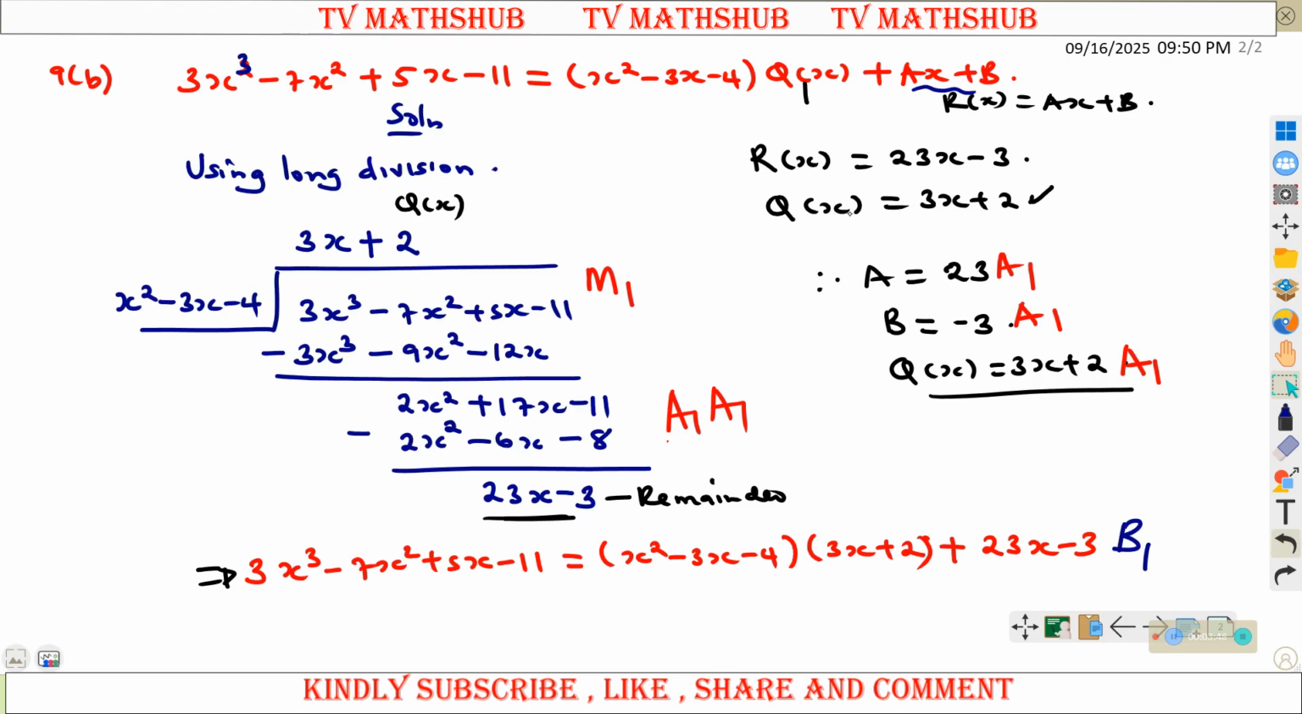So we needed the quotient, which means we have our quotient as 3x plus 2. Likewise, this is our remainder, and we are given that the remainder is in the form of ax plus b, meaning the coefficient of x, which is a, will be the same as 23. Then the constant, which is b, will be the same as -3. So you are relating ax plus b with 23x minus 3. Likewise, you get your a as 23, your b as -3, and we have seen that the quotient is 3x plus 2.